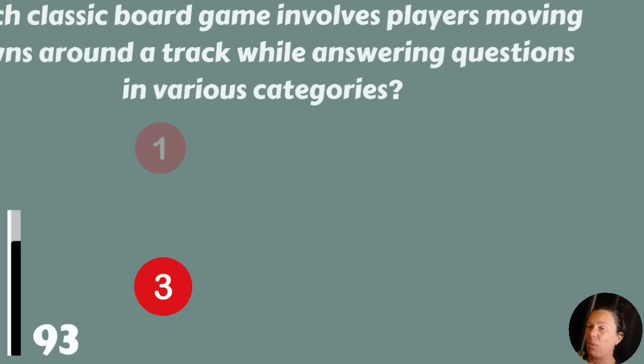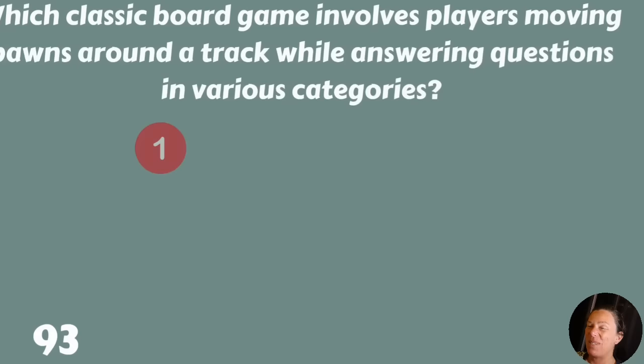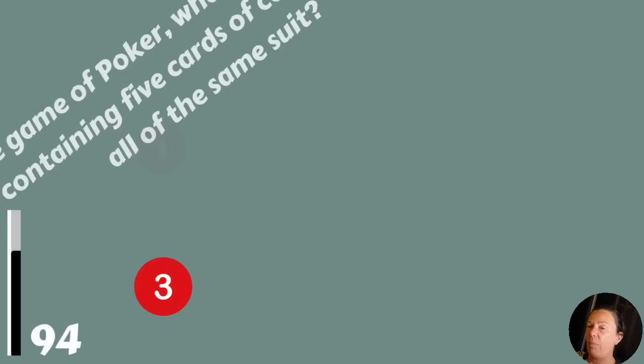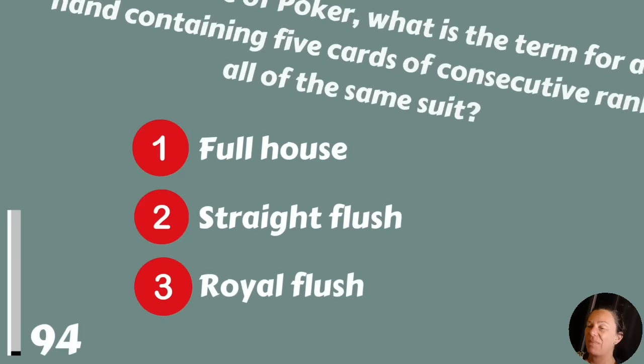Which classic board game involves players moving pawns around a track while answering questions in various categories? Trivial Pursuit, Pictionary, or Clue? Trivial Pursuit. In the game of poker, what is the term for the hand containing five cards of consecutive rank, all of the same suit? Full house, straight flush, or royal flush? Straight flush.